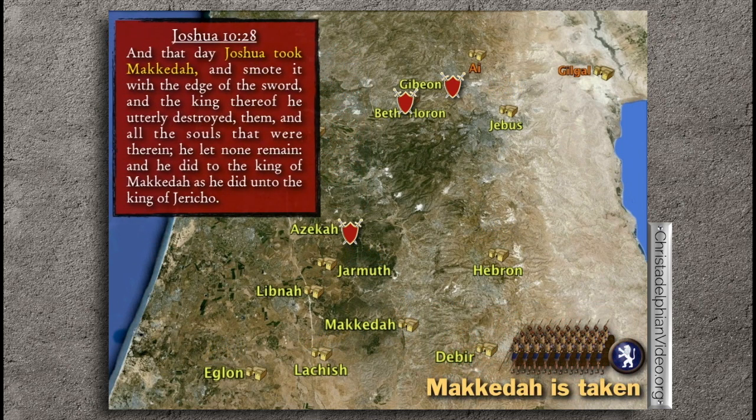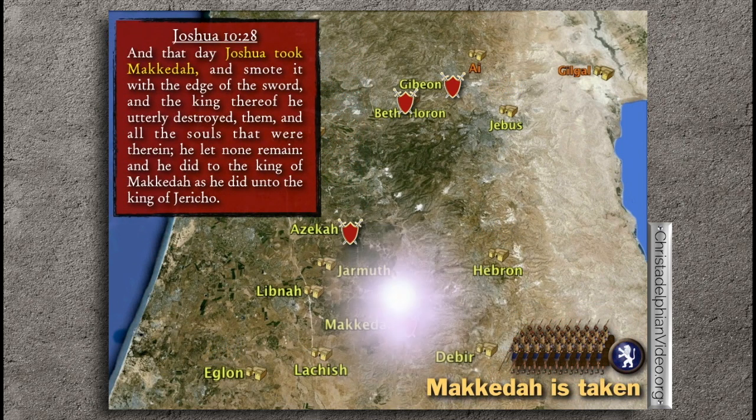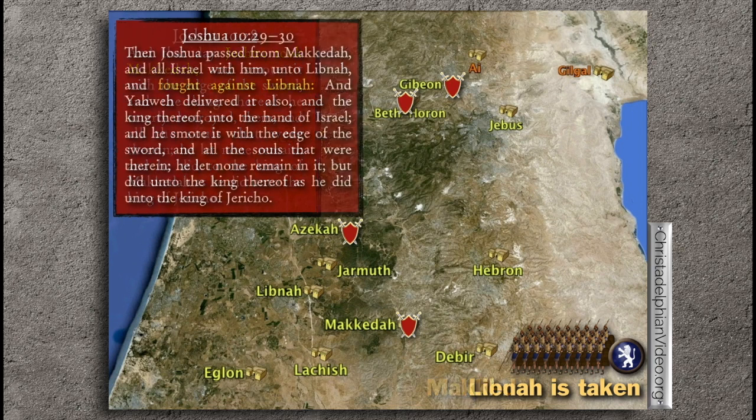And so the story goes on from there, and it's just an amazing story, is that they take Makkedah and they smite it with the edge of the sword, and they destroy the city and all the souls that are in it. Nobody remains. They do the same thing to this place as they do to Jericho. And they go from there in chapter 10 and verse 29, and they fight against this place called Libnah. And they do the same thing to it. So here's Makkedah, and they go over to Libnah, and they obliterate Libnah as well. And they take this city over.